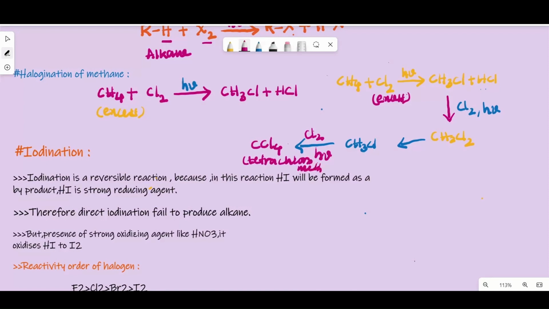This way, if you want only one product, then we can take the alkane in excess. If we want more than one product, like here we are getting methyl chloride, dichloromethane and trichloromethane, CHCl3, and then again tetrachloromethane, so this way we have to do this reaction.